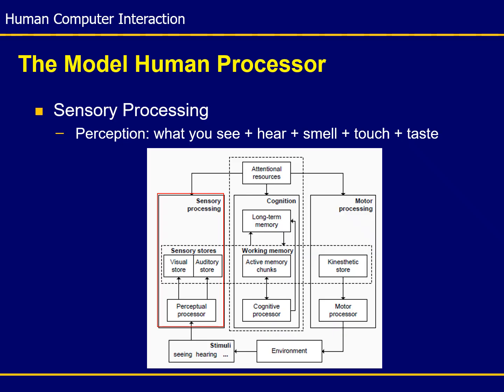So I'm going to work on the model one step at a time. I'll describe and explain the sensory part first, and then we'll move to cognition and motor later on.